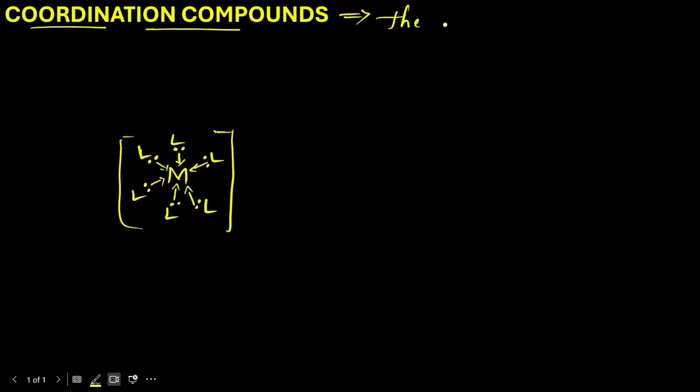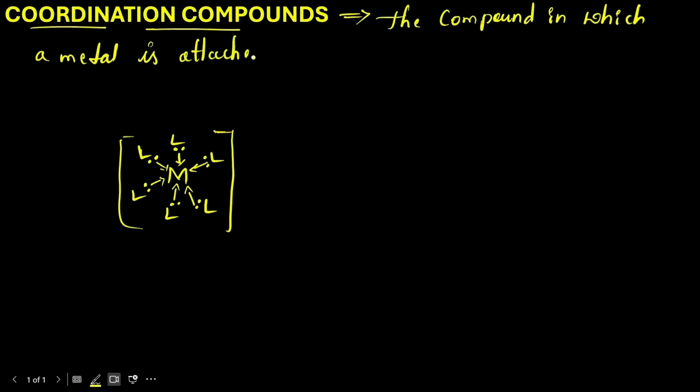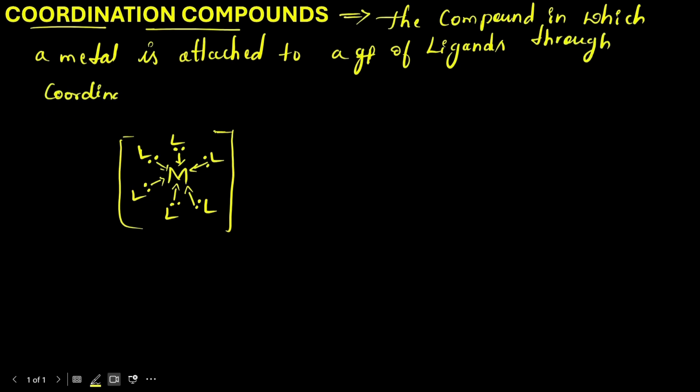The compound in which a metal is attached to a group of ligands through coordinate bonds is called a coordination compound.